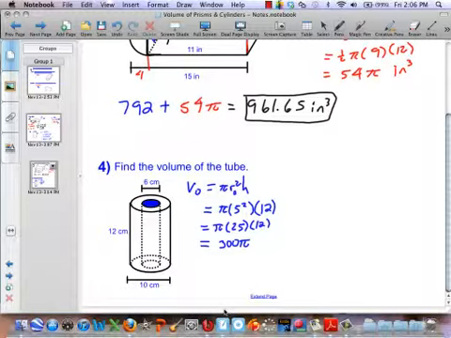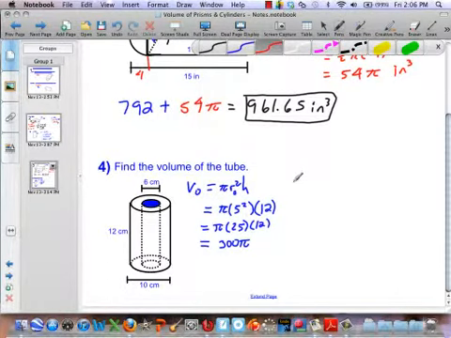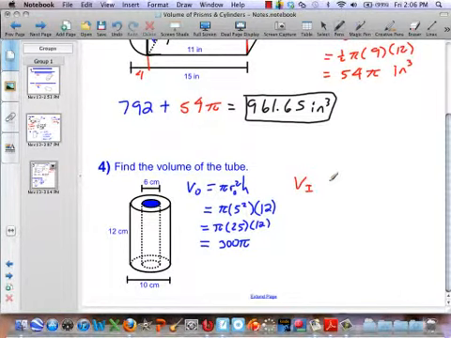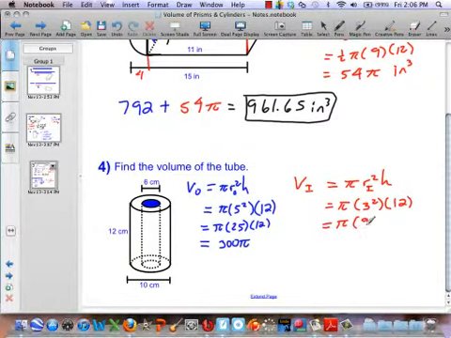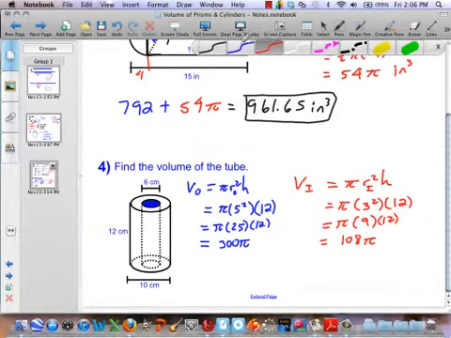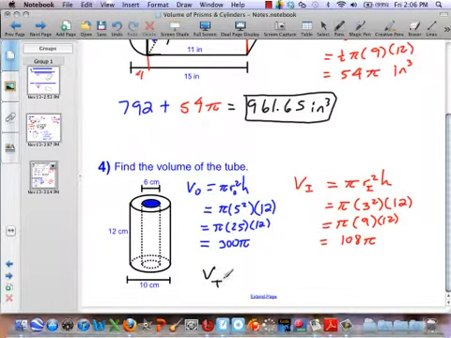All right, now let's deal with the inside. Volume of the inside, again, pi r squared h, except this time the radius of the inside. So the radius would be 3 squared, so pi times 3 squared times 12. Pi times 9 times 12, which is 108 pi.